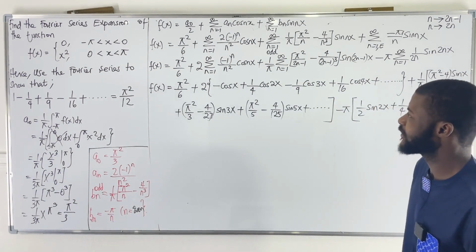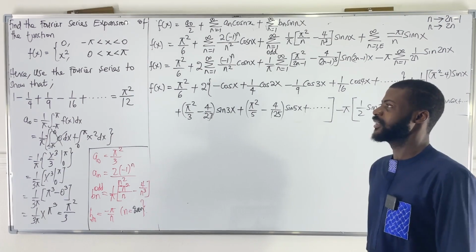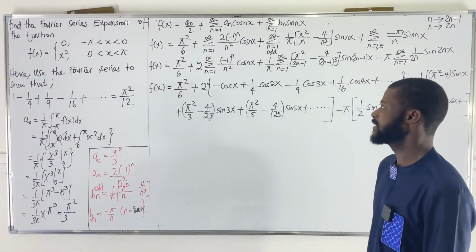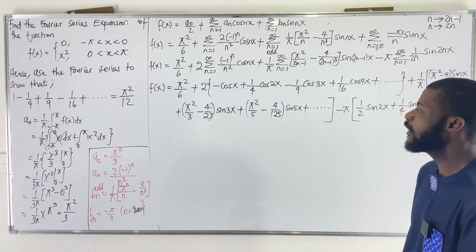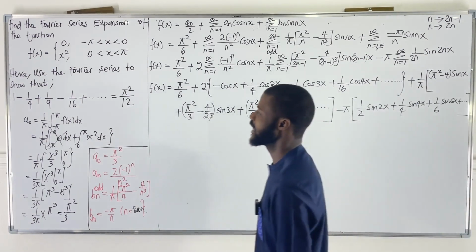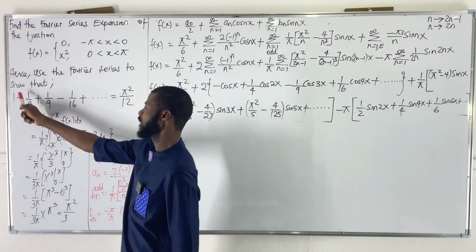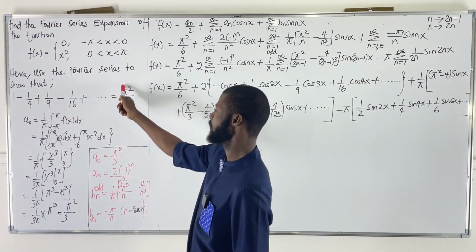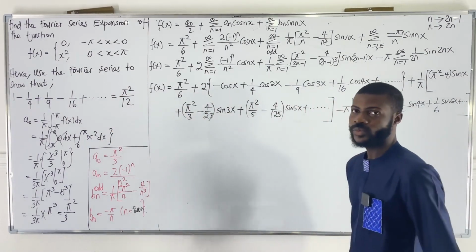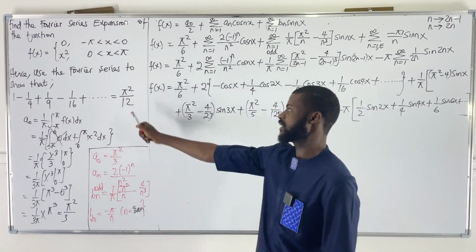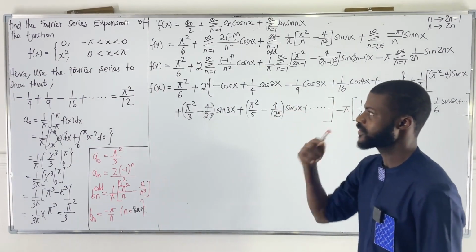So that's really a lot. Yeah, it is a lot. Okay, now we're told that we should use the Fourier series to show that this is equal to pi squared over 12. We're asked to show that this is equal to pi squared over 12.